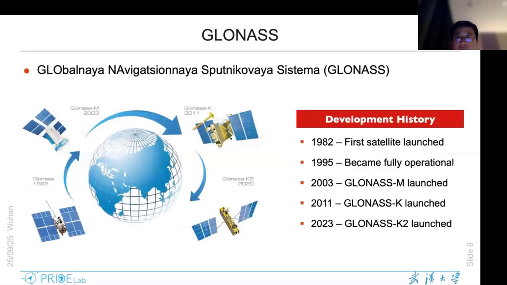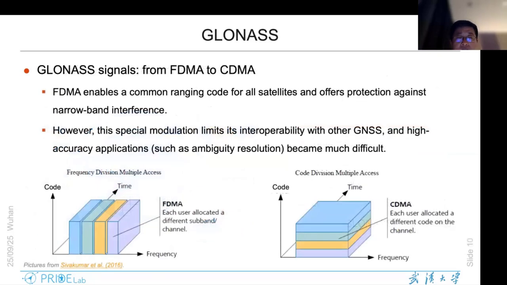Now we have the GLONASS constellation, which is very special, and it was first established for each satellite to have different frequencies. Now some new generation satellites, GLONASS-K and GLONASS-K2, have the same frequencies for each satellite, but the number of this kind of GLONASS-K satellites is very few. So here we have a detailed introduction on the uniqueness of the GLONASS constellation, the frequency division multiple access signals.